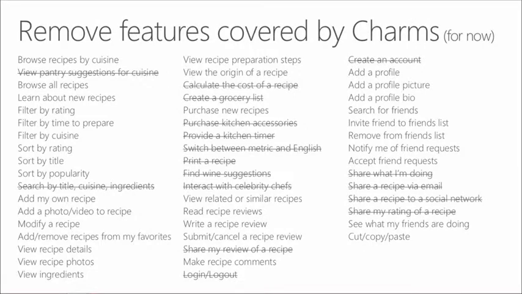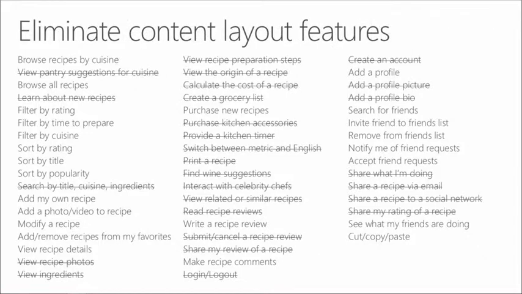The next step is we look at features that are actually supported by the charms. When you look at the charms in Windows, we see share, search, settings and devices. So we have some standard things there that users get to know when they use Windows. We can remove things like a login, a logout, search by title from the list of features. They're all important. It's just that when you go to design for those particular contracts, you'll be taking care of it there. And this is just for the moment.